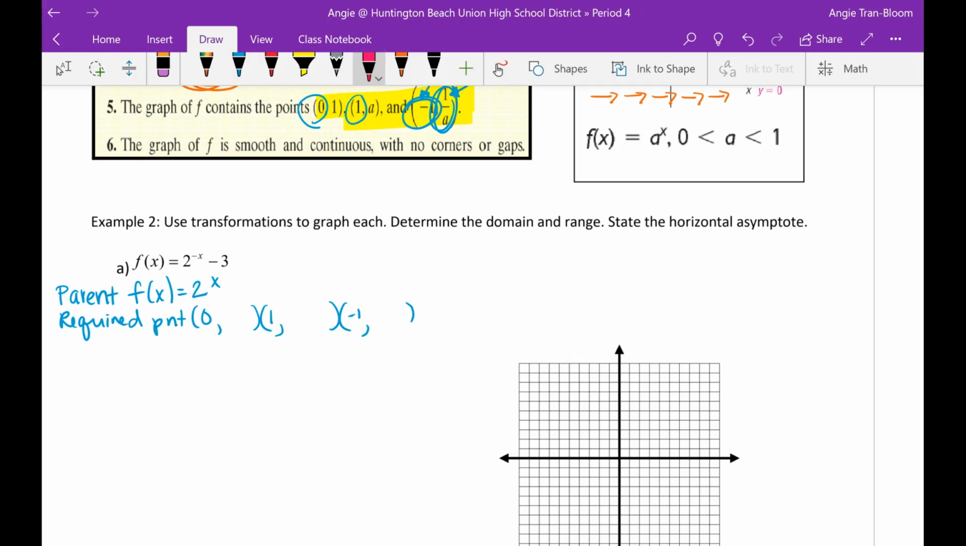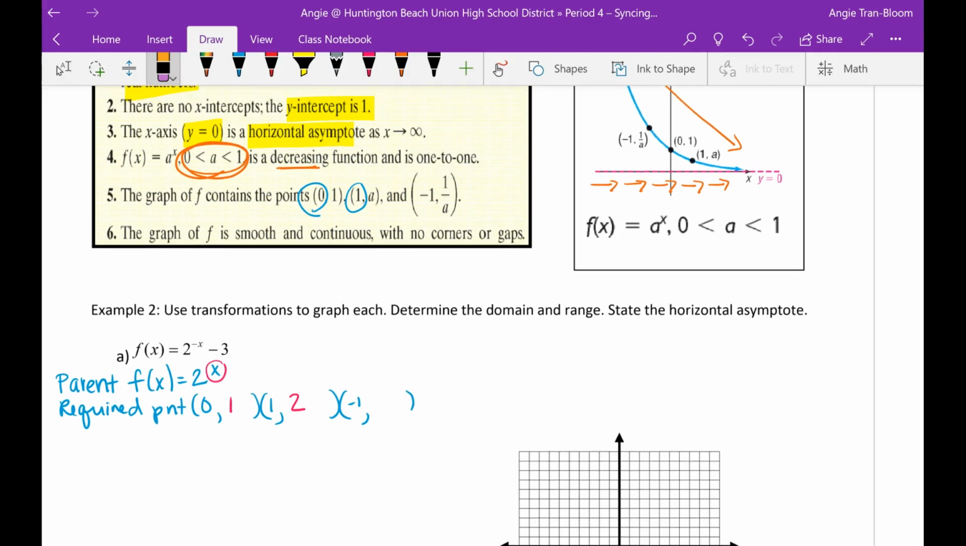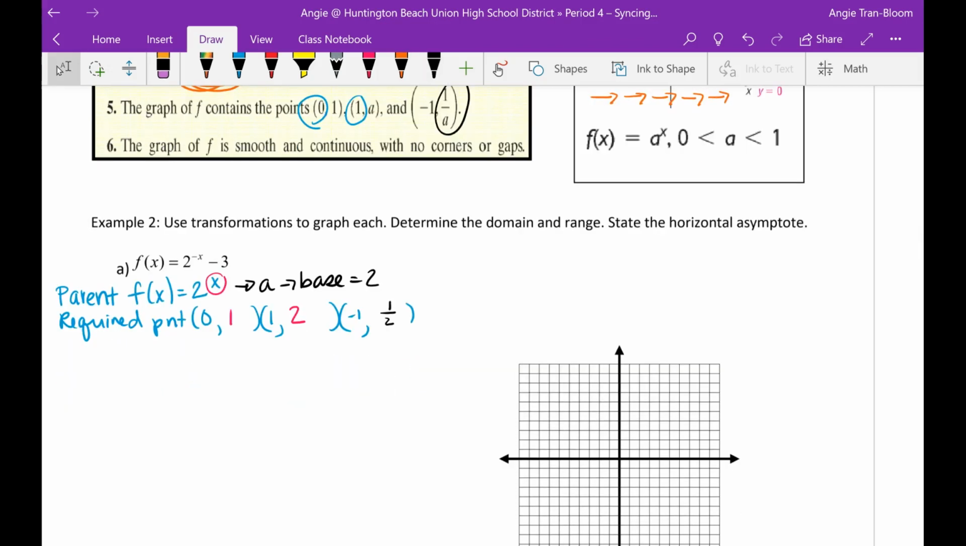So when x is 0, 2 to the 0 is always 1. When x is 1, 1 is your exponent, so 2 to the 1 is still 2. When x is -1, whether it's a decreasing function or increasing function, you flip your a, your a in this case. This is really going to have your a, which is your base, and your base is 2. So if you flip that, it's now 1/2. Those are the 3 points.